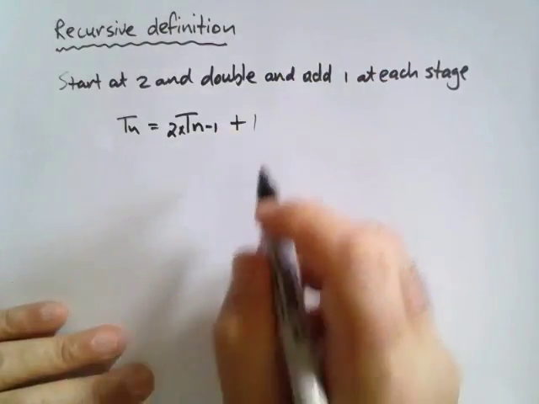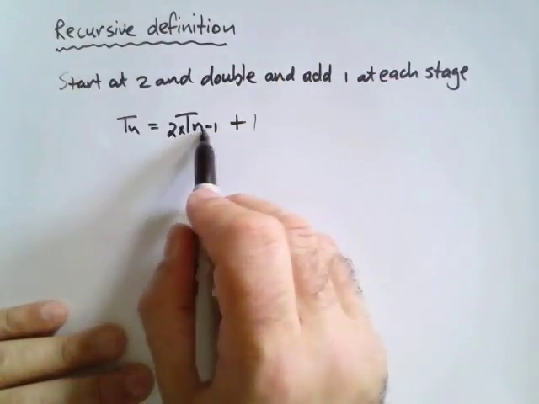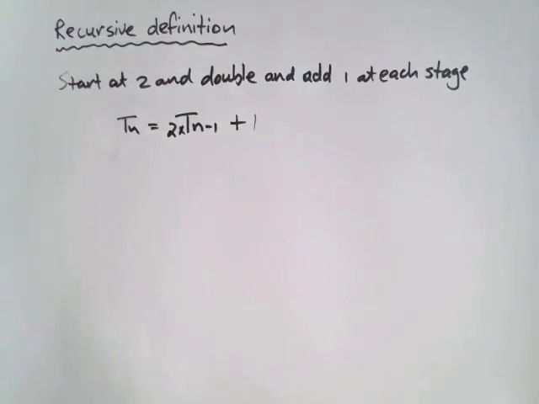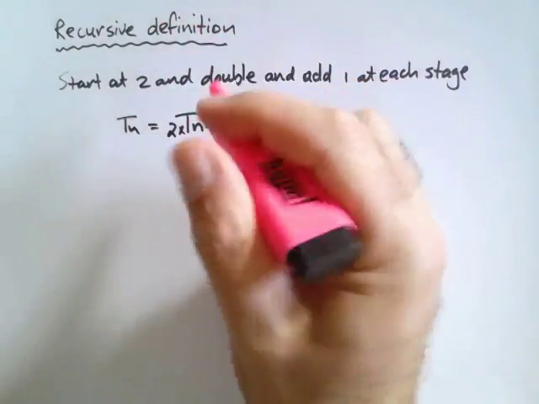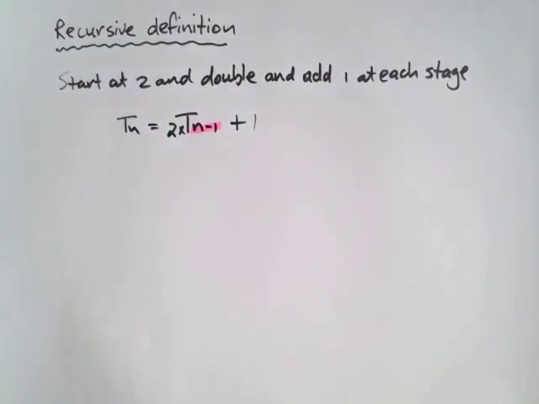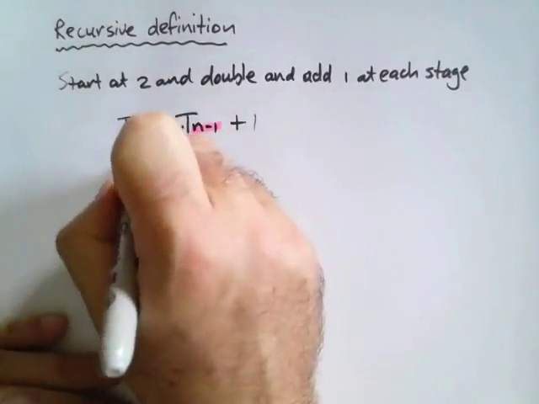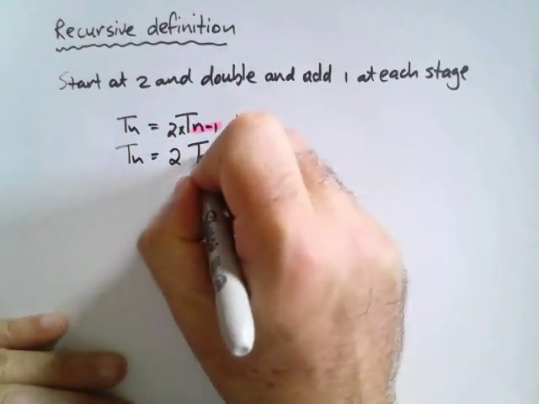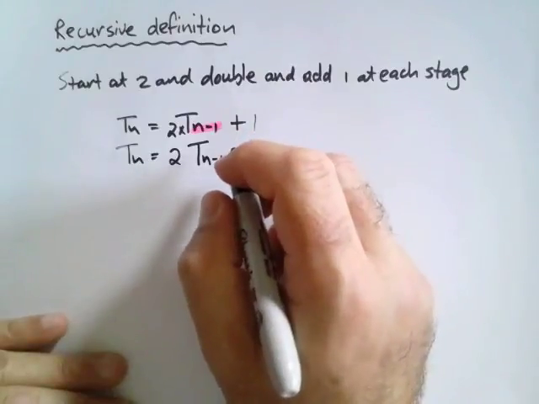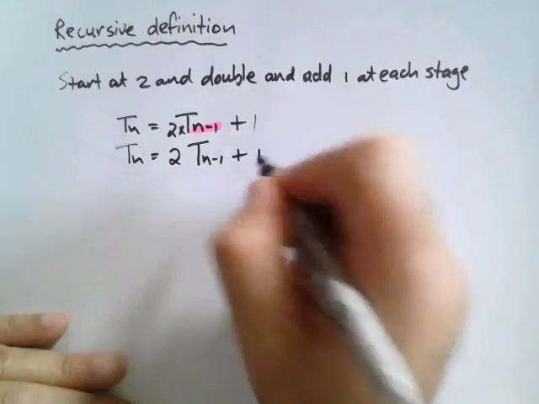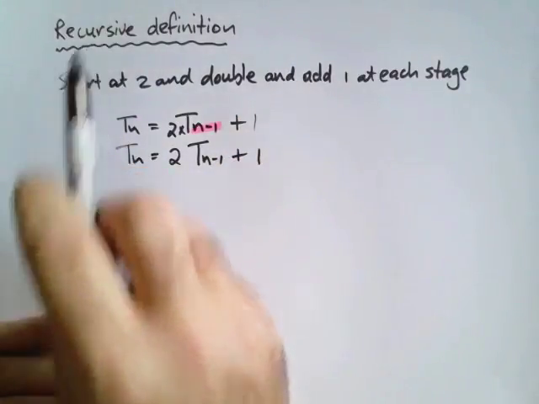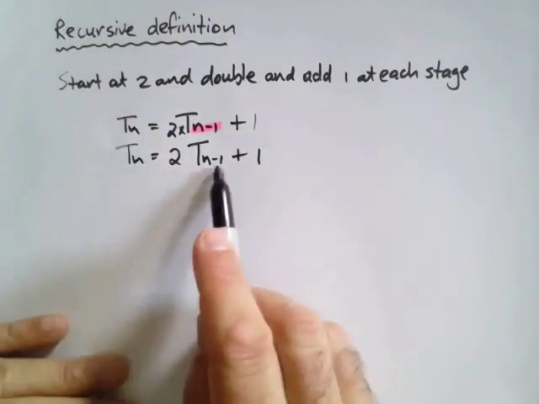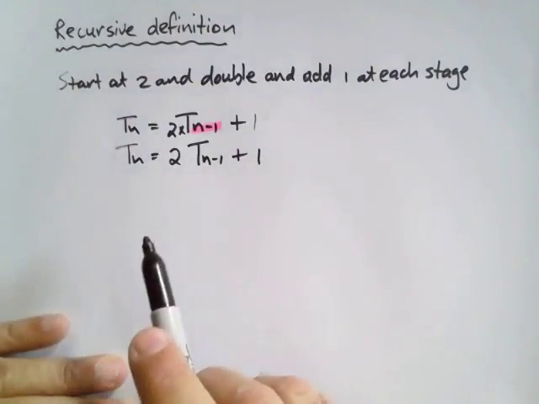So add 1. Something you have to be careful of is that this n minus 1 is not confused with or the same size as that 2. So I'm going to just rewrite that. I'm going to say Tn equals 2 times Tn minus 1 plus 1. That will be a recursive definition because this term depends on the previous one.